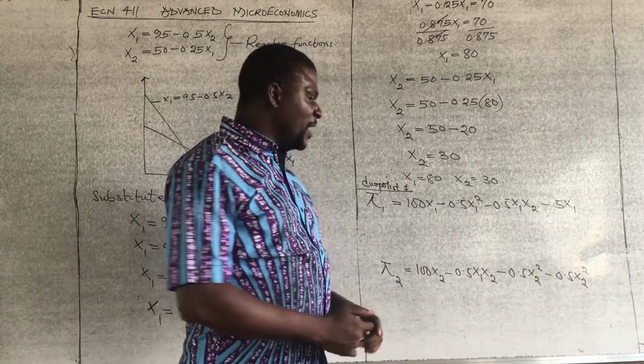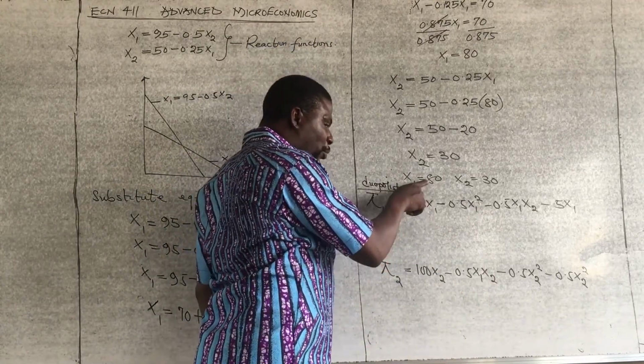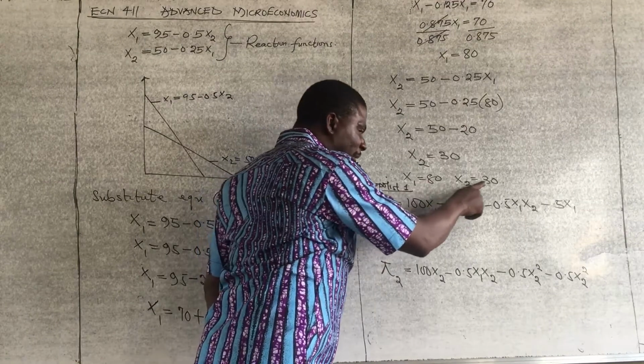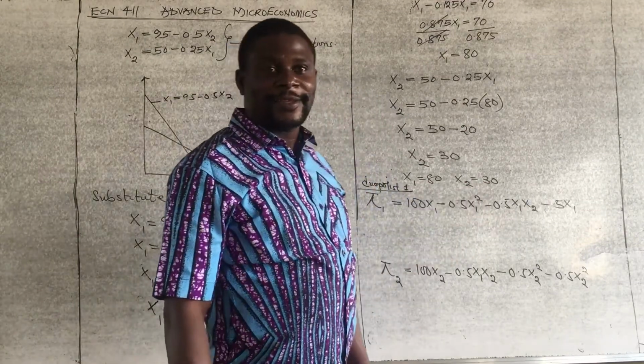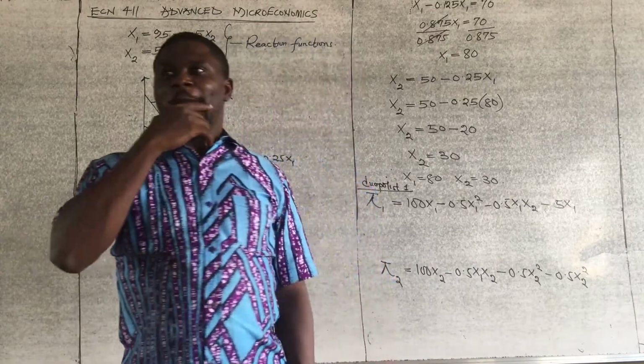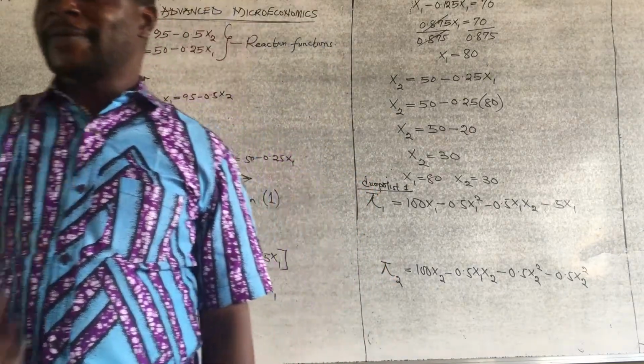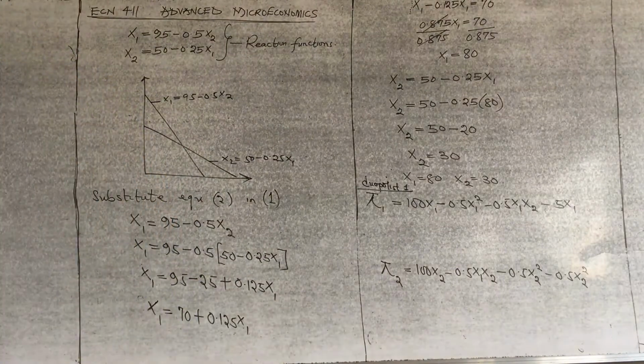What are you solving? Anywhere you see x1, what will you put? Anywhere you see x2, what do you put? It is 5x1 for duopolist 1. See, it's 5x1.